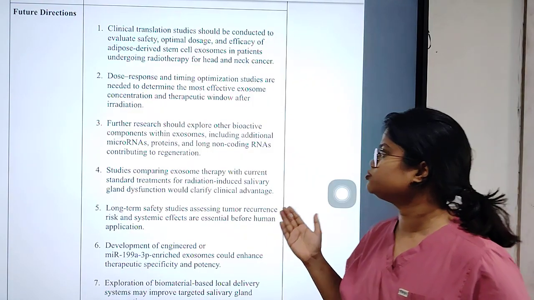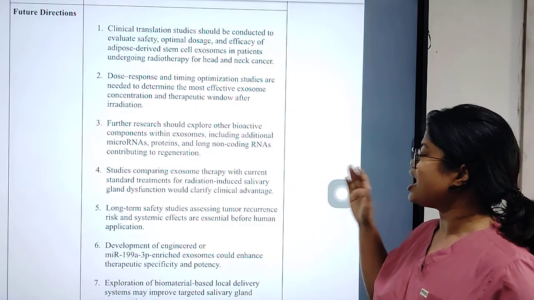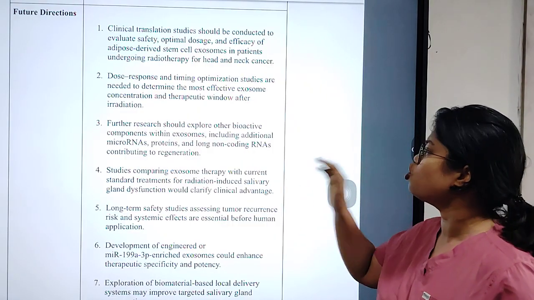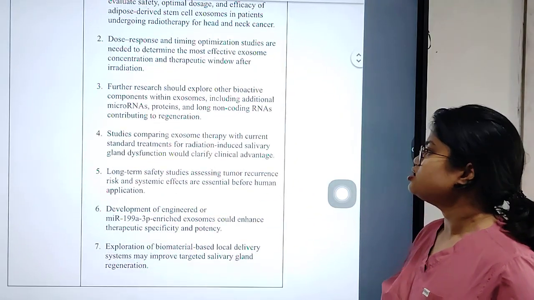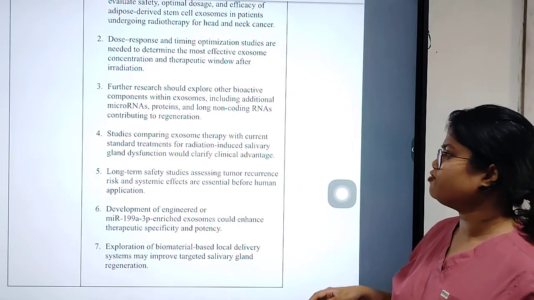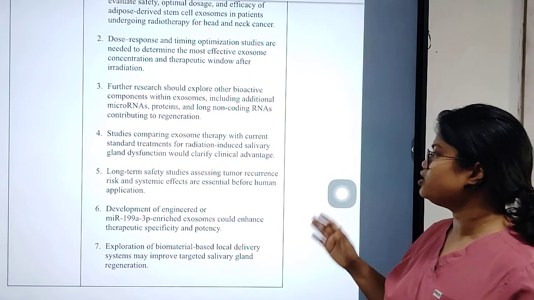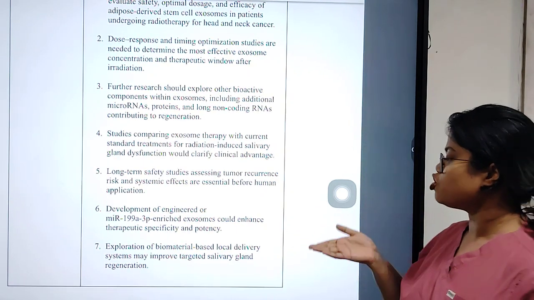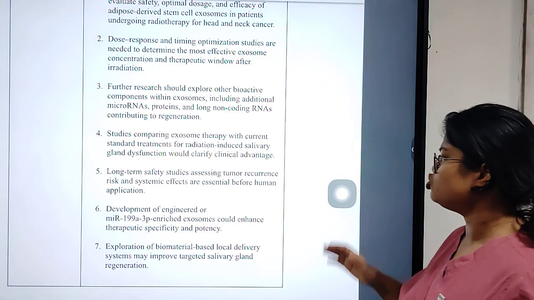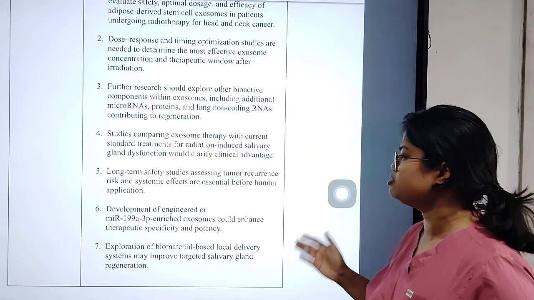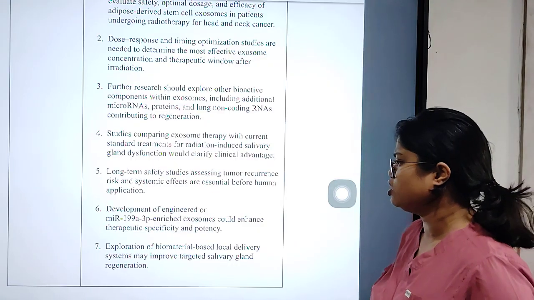Further research should explore other bioactive components within the exosome, including additional microRNAs, proteins and non-coding RNAs that contribute to regeneration. Studies comparing exosome therapy with current standard treatments for radiation-induced salivary gland dysfunction would clarify clinical advantage. So a comparative study needs to be done. Long-term safety studies assessing tumor recurrence risk and systemic effects are essential before human application.